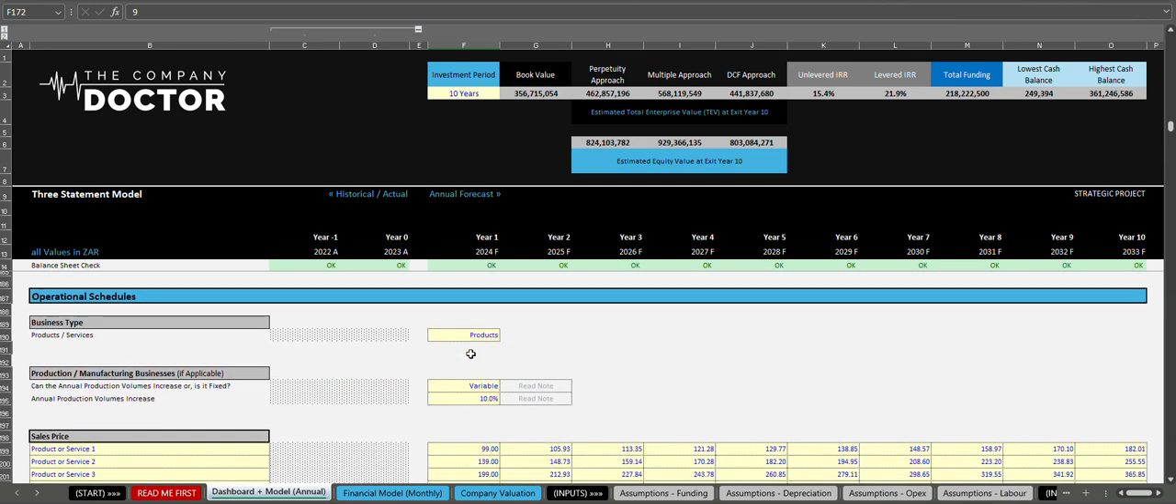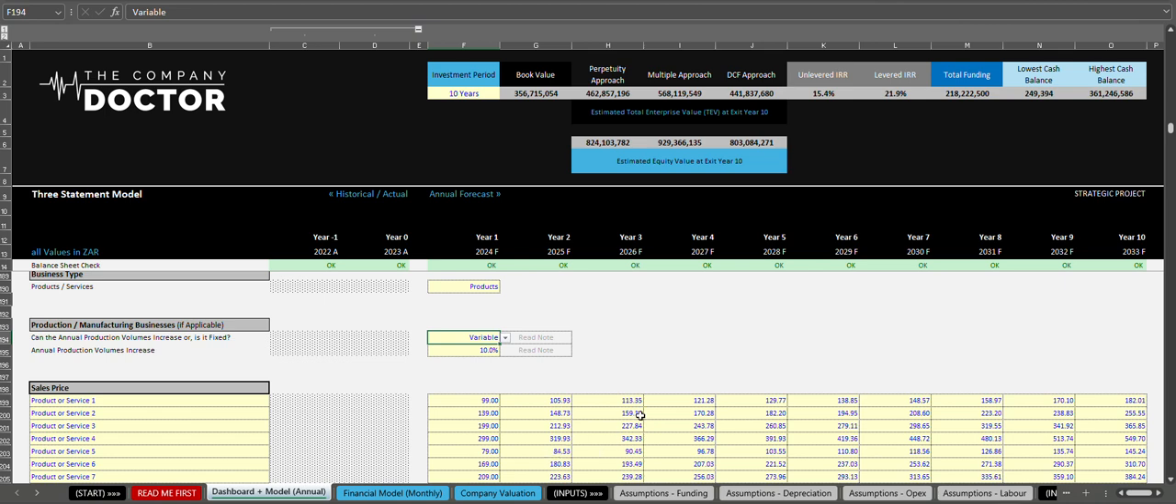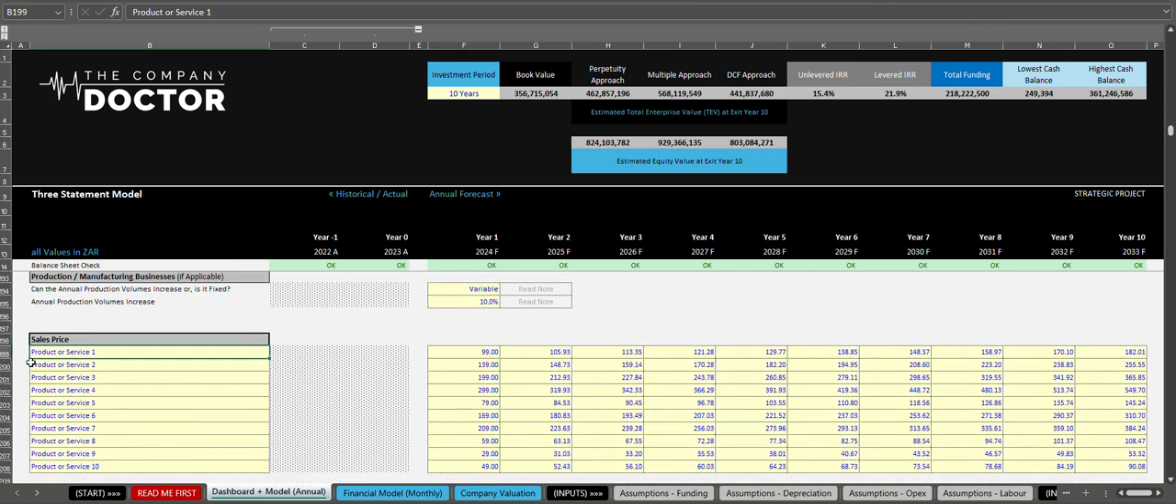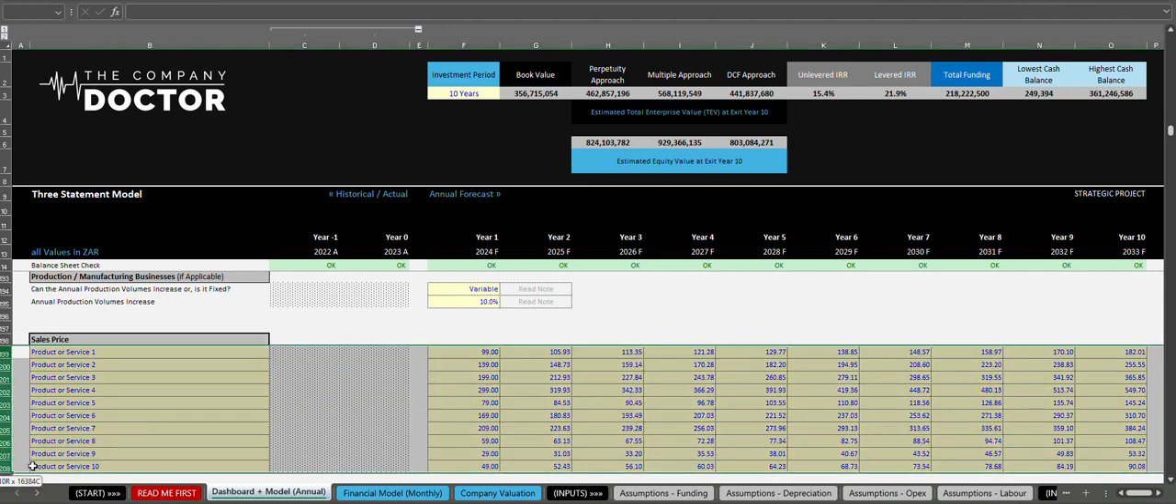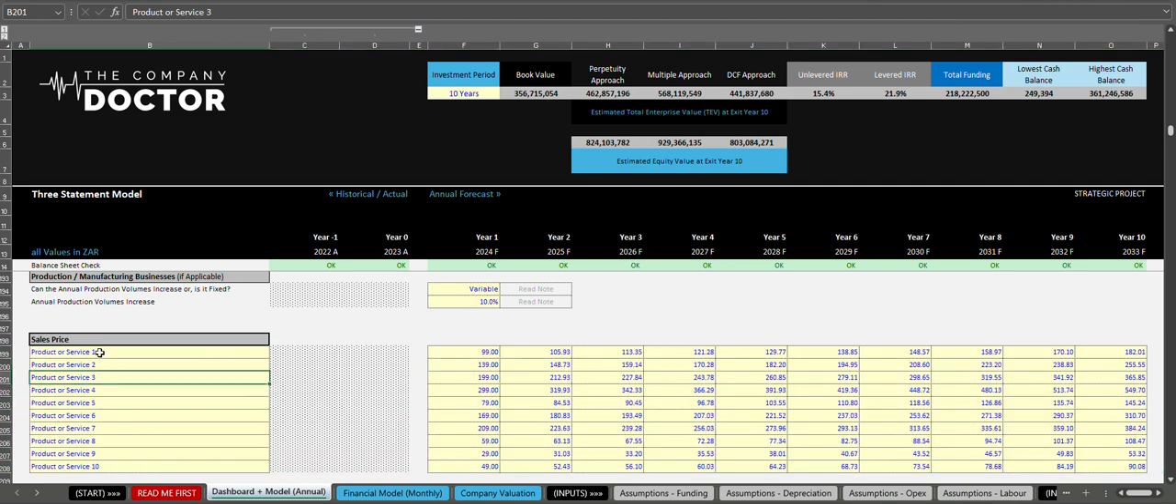And then the third component of the assumptions are the operational side of things, and this is where we include components in terms of production capacity. If you're talking about a production company or a manufacturing company, variable versus fixed production, which drives the rest of the assumptions. On the sales side of things, we've allowed for 10 product or service lines or categories as placeholders.